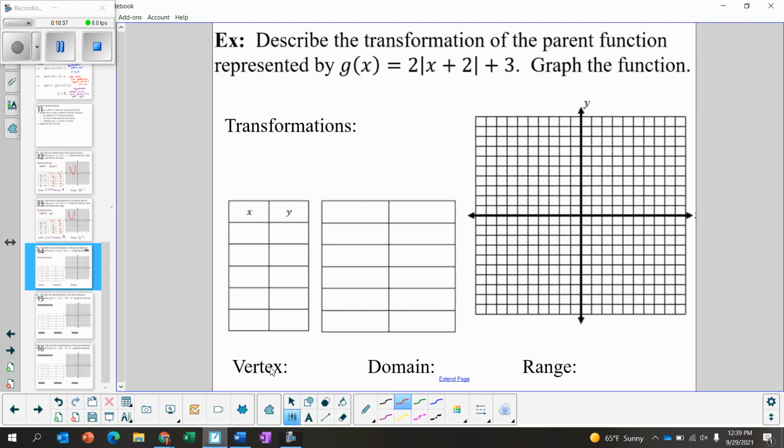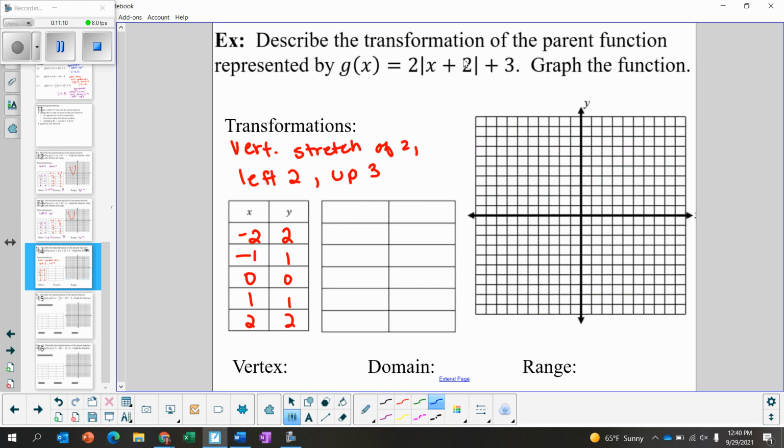All right, and this next one, it's an absolute value function. So my parent function, when I do negative 2, negative 1, 0, 1, 2, are the absolute value numbers, so just all positives. My transformations this time: the 2 outside was a vertical stretch of 2. Plus 2 inside was left 2. And plus 3 outside was up 3. So that means inside with the x was plus 2, so we're going to do x minus 2. I need 2 in front, so 2y, and then plus 3.